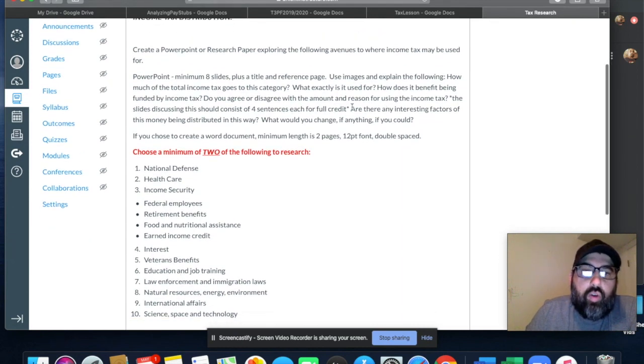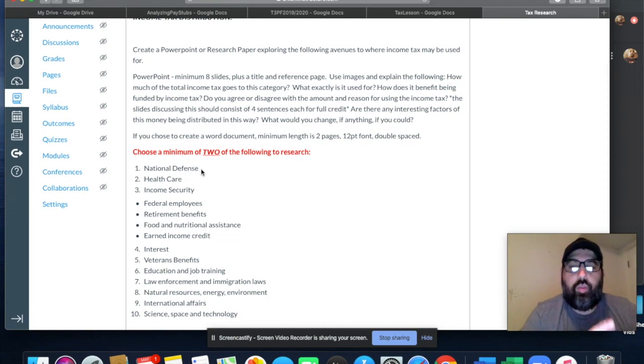Big thing that I'm looking for is right here. Do you agree or disagree? Let's say at the national defense, out of the big pie, let's say that 30% of all money goes towards the military, okay, that comes out of our paychecks. Do you think that that's a fair amount? You'll look at it and you'll see how many billions, trillions of dollars go towards it. Is that a fair amount? Do you think that more should go towards that or less? And then why? That's really the big question that I want you to look at with this. How much money comes out, why it comes out, if you agree with it, and then why or why not.